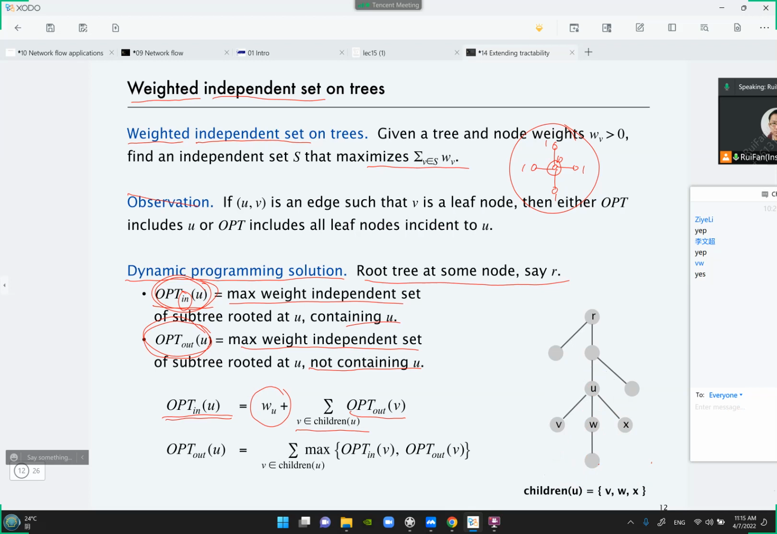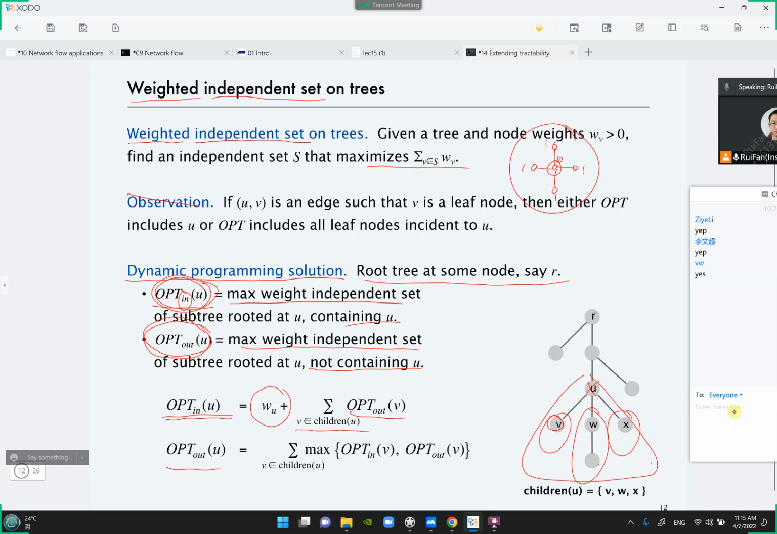Now for the other relationship, we're again going to focus on the subtree, but then you do not include u. Now you have a choice for each of these other subtrees, for this subtree and for this subtree. You have a choice whether to include the roots of these subtrees. You can choose whether to include v and w and x.